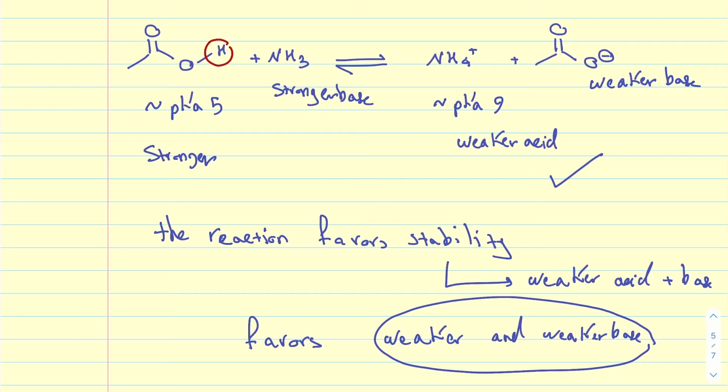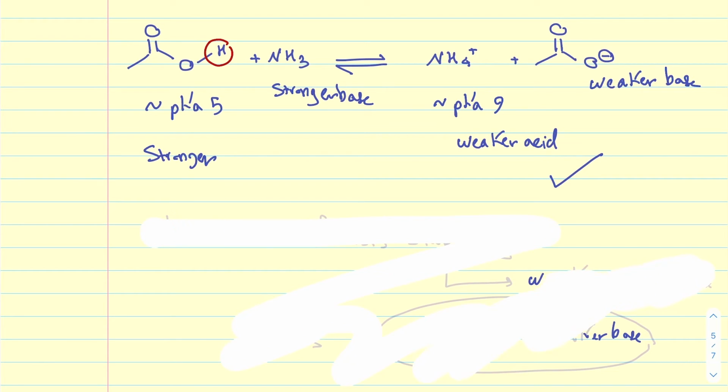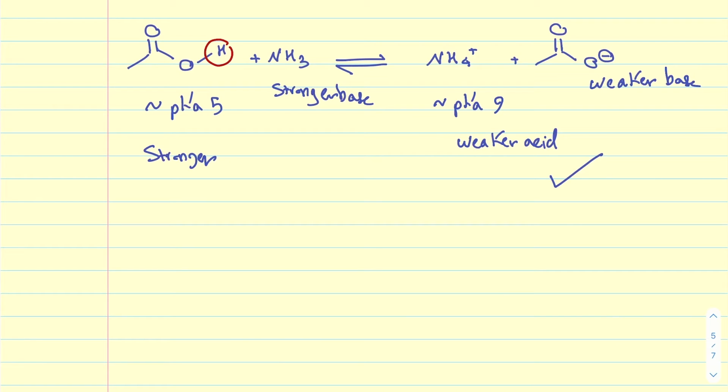Now let's apply that principle to a different reaction. What if I was reacting a terminal alkyne, say acetylene, with butyl lithium to give me butane and acetylide? Well, let's see.